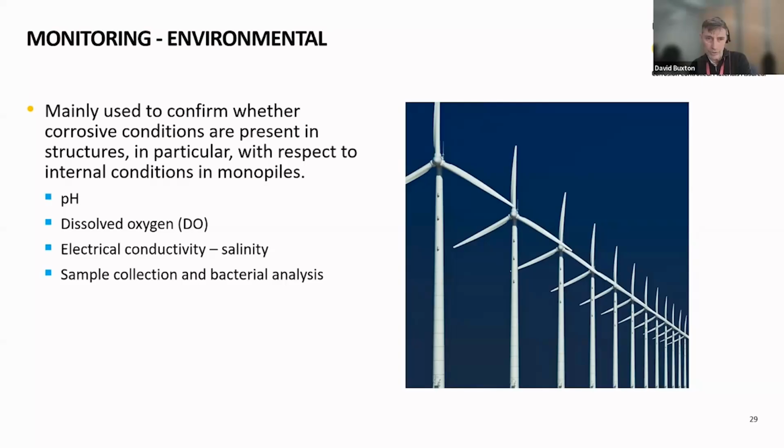If you're wanting to check whether your overall corrosion strategy with reduced oxygen has worked or not, clearly you need to be monitoring, to be measuring the dissolved oxygen content. And then there's other measurements such as electrical conductivity, just to provide levels of salinity, are useful. And then if a more intensive investigation is required, that would maybe involve sample collection and chemical analysis and bacterial analysis to check what the corrosive environment actually is within that monopile.